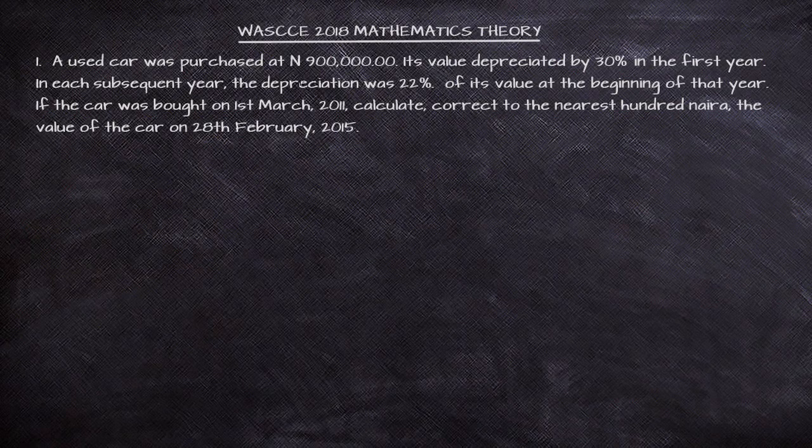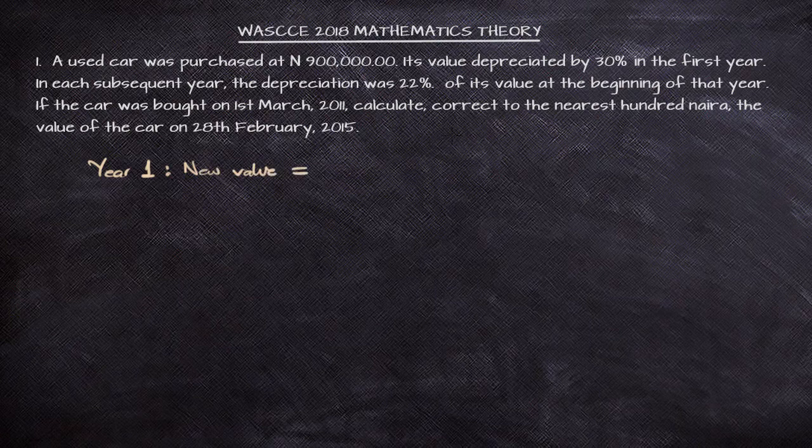Now, our very first question is here. We are looking at a used car that was purchased at 900,000 naira and its value depreciated by 30% in the first year, and in each subsequent year the depreciation was 22% of the value at the beginning of that year. So if it is bought in March 2011, we have to find the value of the car by February 2015. Now, in year 1, there is a 30% depreciation.